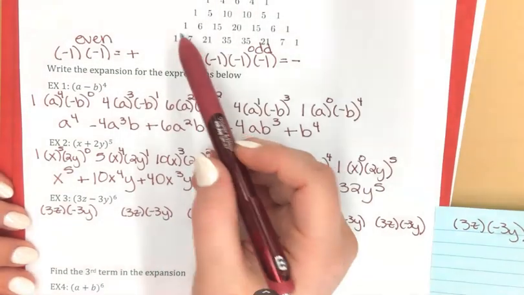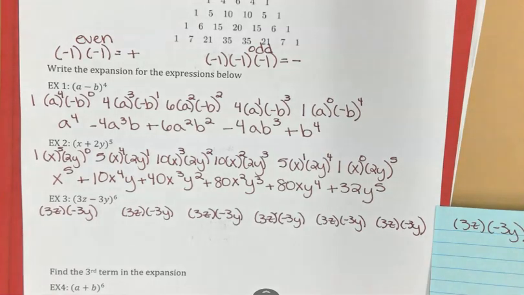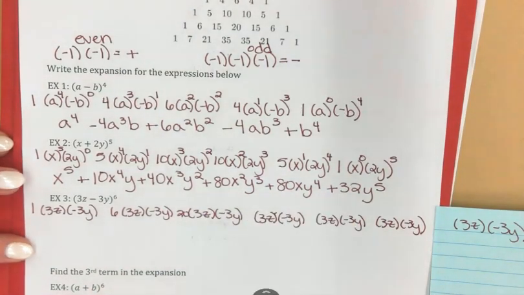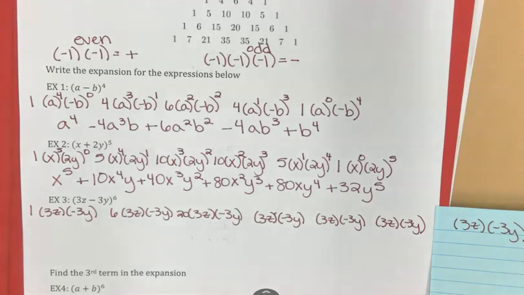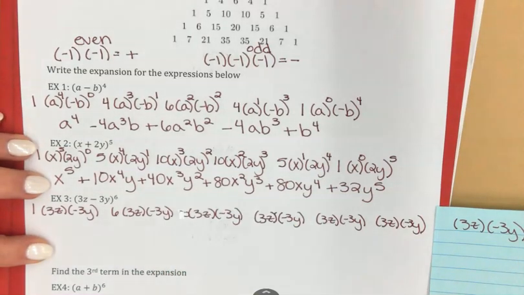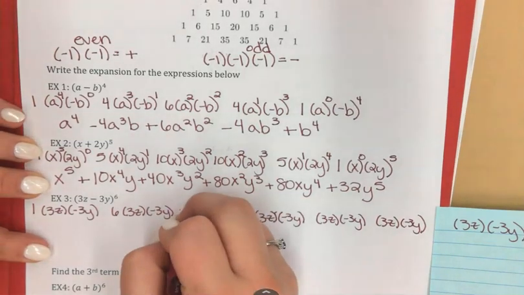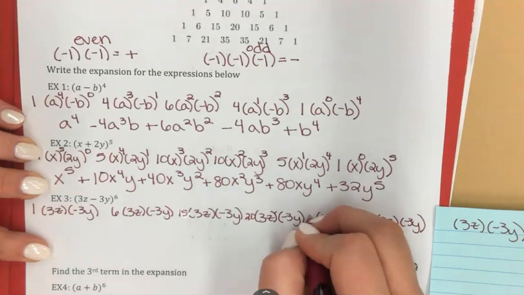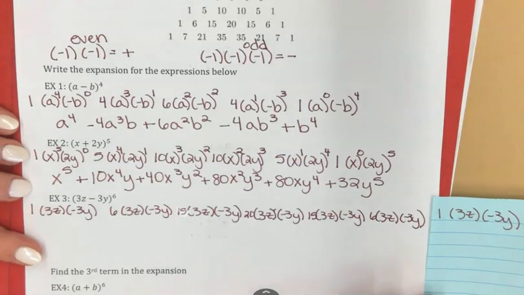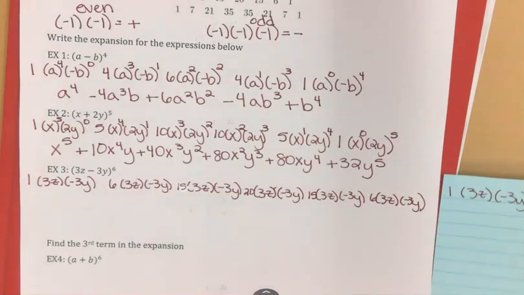So my coefficients are going to be from this row: 1, 6, 15, 20, 15, 6, 1. Oops, I went too fast. 1, 6, 15. And my whiteout does not want to cooperate. Okay, this one's going to have some big numbers if you can't tell already.